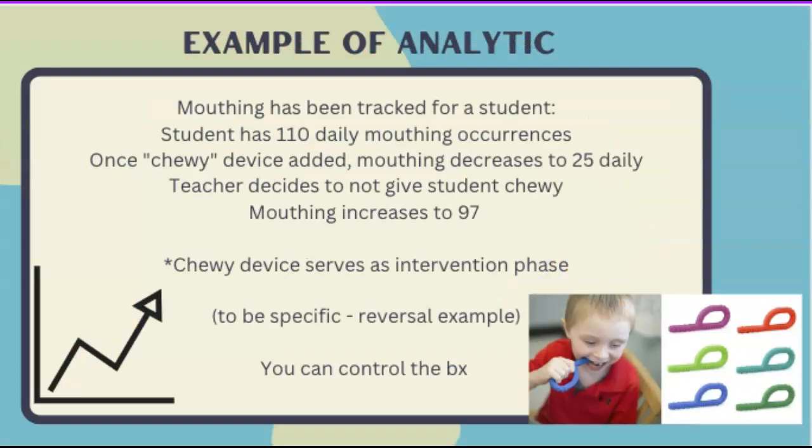An example of analytic could be mouthing has been tracked for a student, and the student has 110 daily mouthing occurrences. Once a Chewy device is added, mouthing decreases to 25 occurrences daily. Maybe the teacher or BCBA decides not to give the student a Chewy for a day, and then they see that the mouthing has increased up to 97 occurrences. So it's very obvious that the Chewy device serves as the intervention phase, and to be specific, this would be the reversal example, because the behavior is able to be controlled.